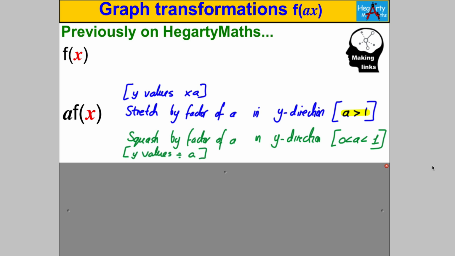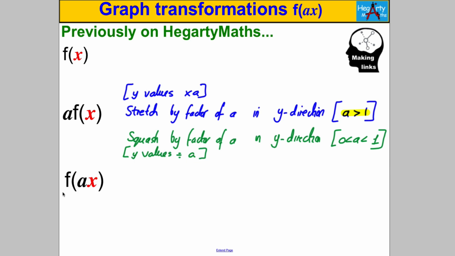Now in this particular video, we're considering the transformation f of ax. The a now is multiplying the x. It's not multiplying the function, it's multiplying the x that you put into the function. I'm guessing you can start seeing a pattern. Obviously here we're not affecting the y direction, we're going to affect the x direction, and it's going to be some sort of squash or stretch in the x direction. Let's get the graphing software out to see what's going on.